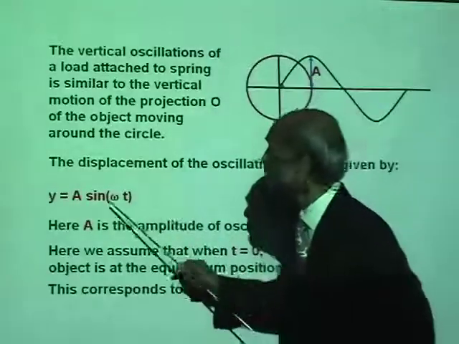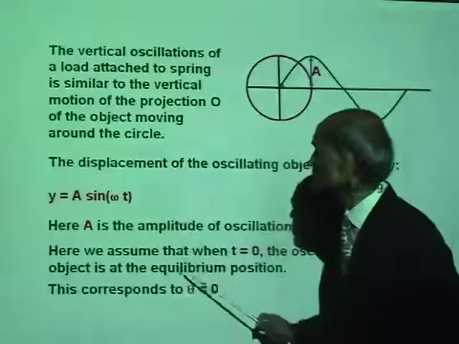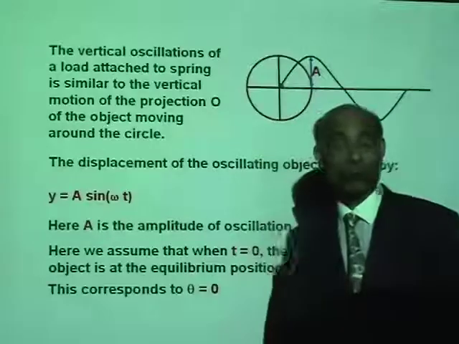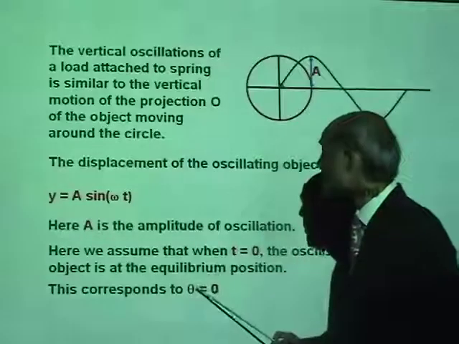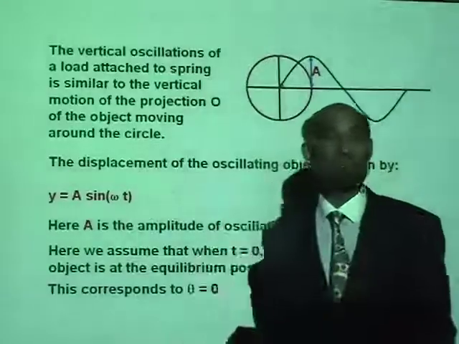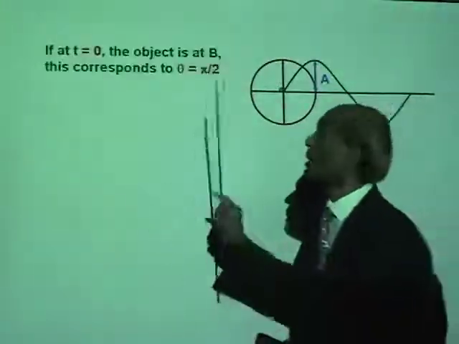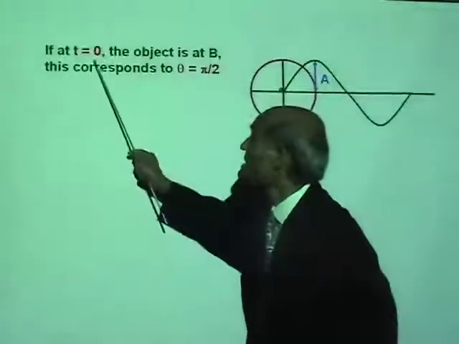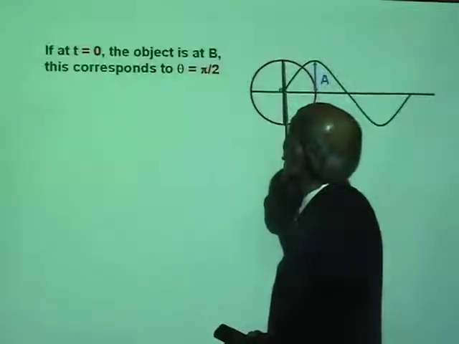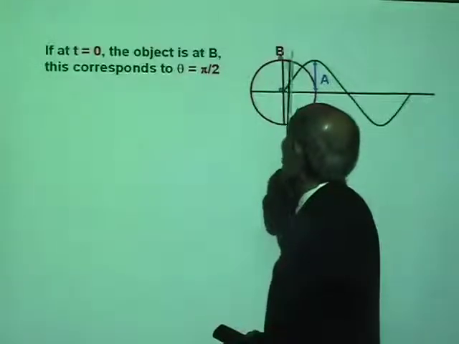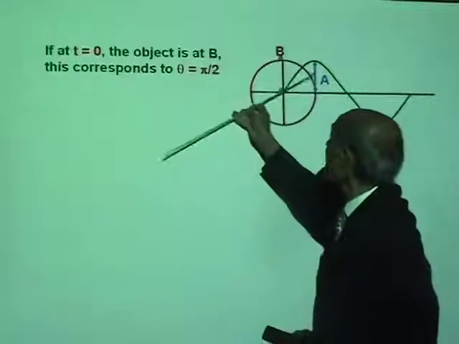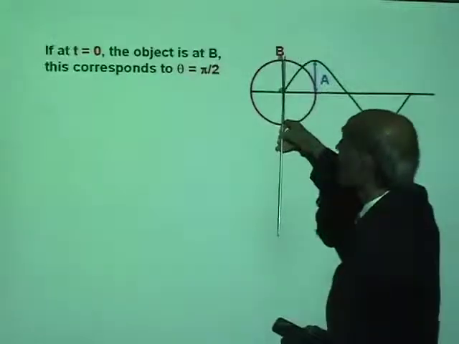Alright, that means this equation corresponds to theta equal to 0 when t equal to 0. Is that right? When t equal to 0, theta equal to 0 means the object is at the equilibrium position. Now, on the other hand, at t equal to 0, if the object is at B, that is here, that means at t equal to 0, we have already covered an angle pi by 2.